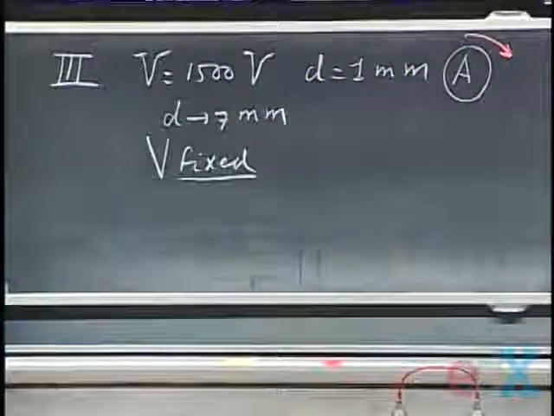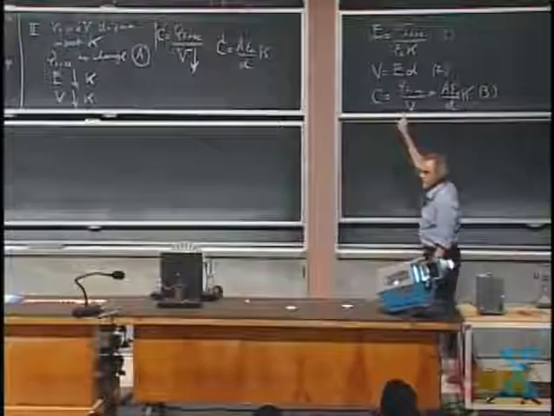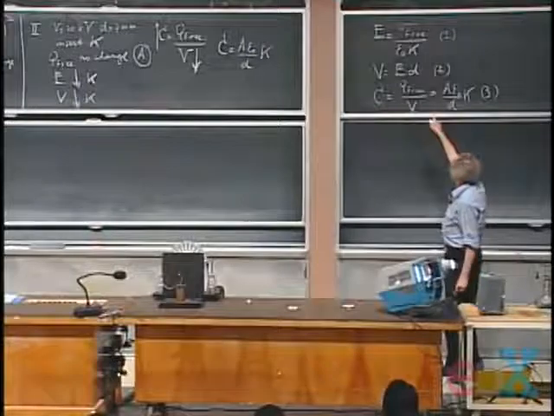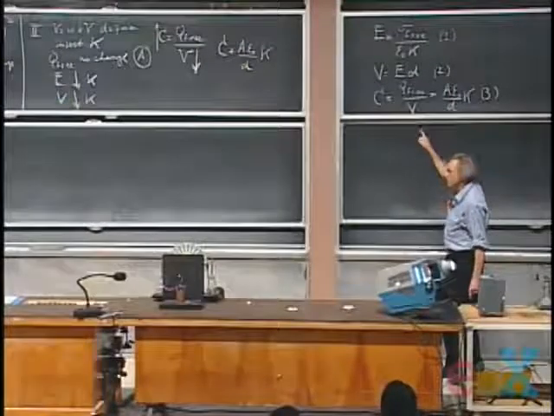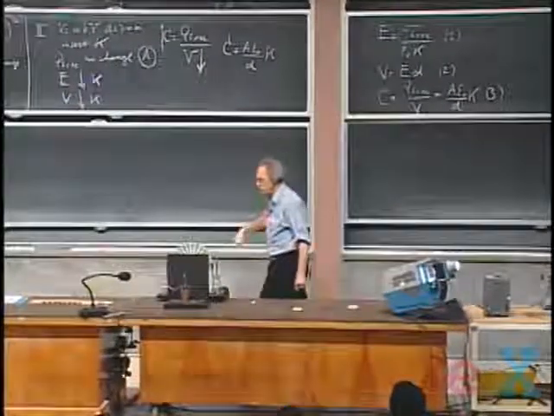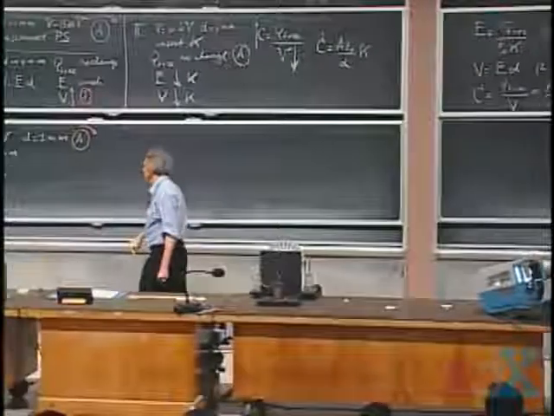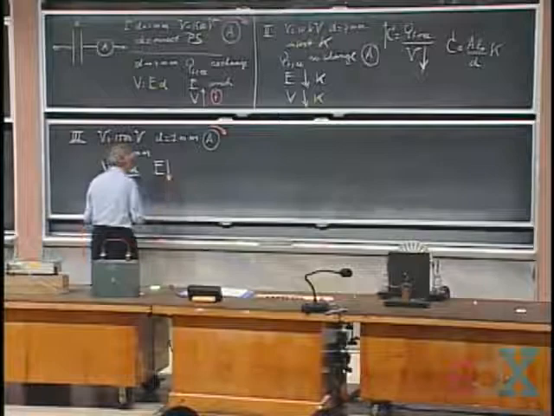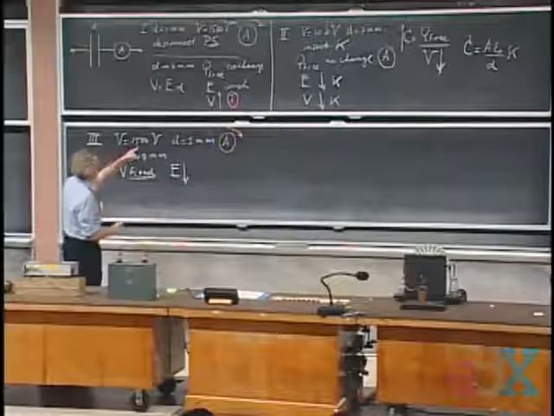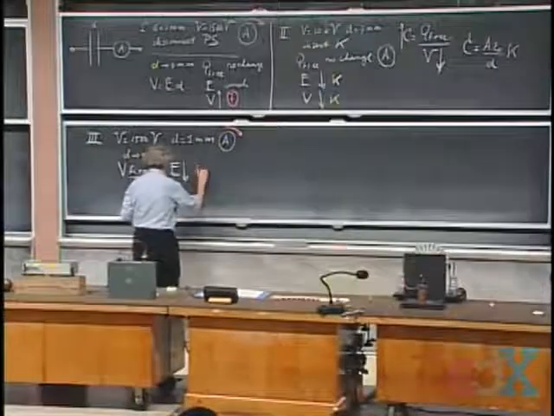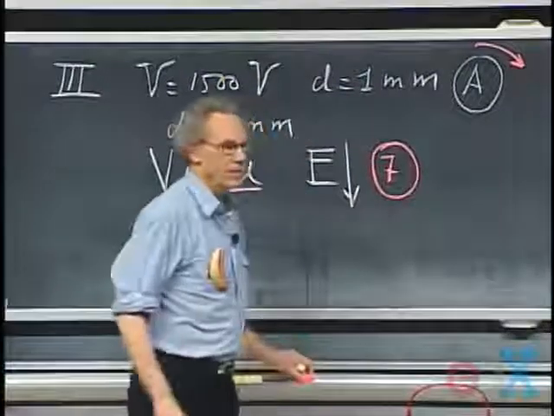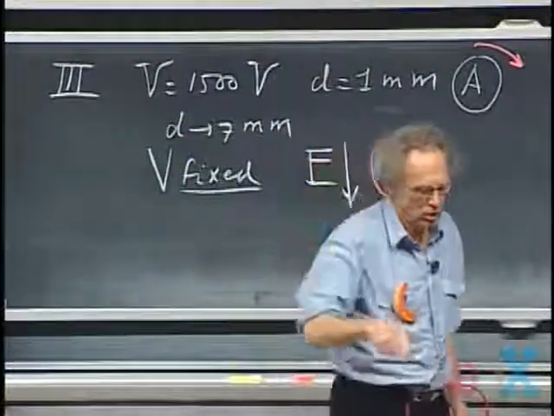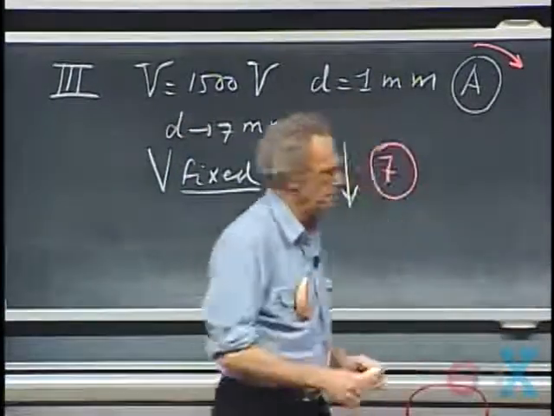Look now at equation number 2. If that V cannot change, and if I increase D by a factor of 7, now the electric field must come down by a factor of 7. The electric field will come down by that factor of 7 because I go from 1 millimeter to 7 millimeters. So now the electric field changes because D goes up.